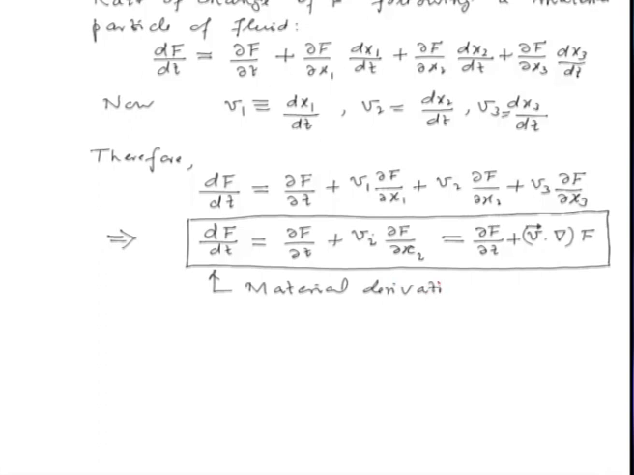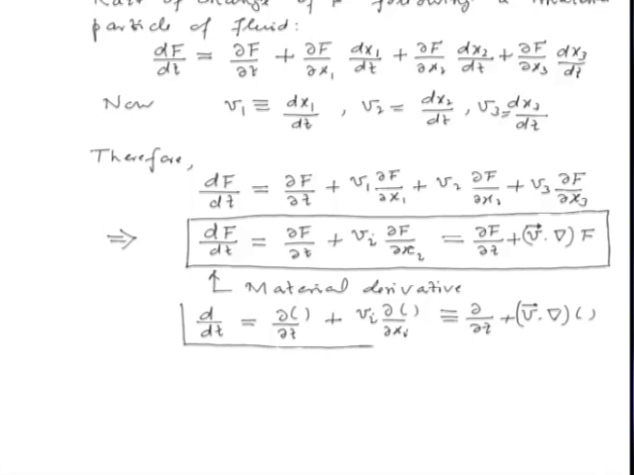We can extract this derivative operator d by dt, and this could be written as del by del t plus Vi del over del xi, or equivalently as del by del t plus V dot del. So, this is our material derivative operator, which essentially tells us the rate of change with respect to time for a material system.